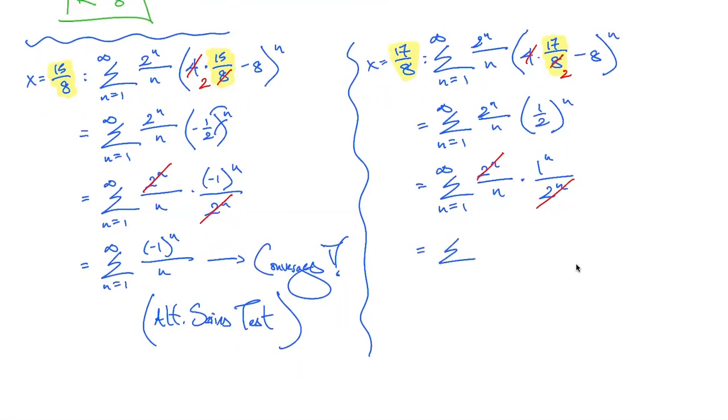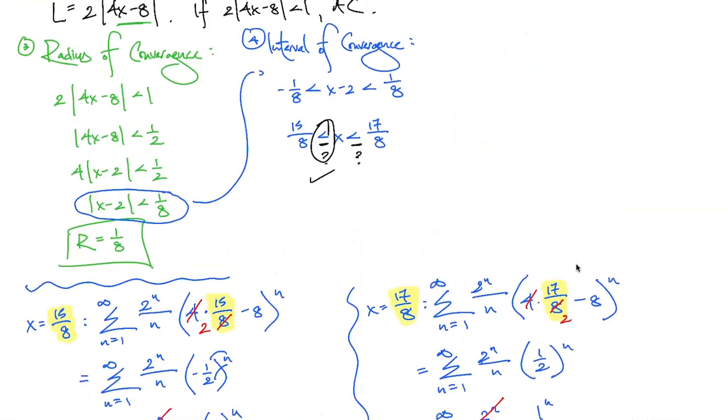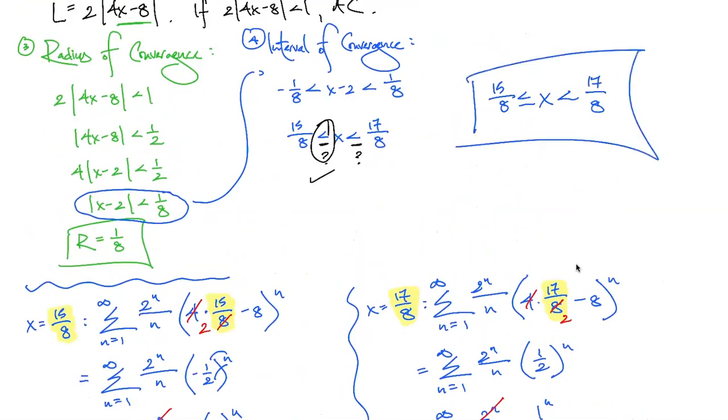So what I really have here is this infinite series of 1 over n. And we also know about this series. Does this one converge or diverge? Diverge. Yeah, this one diverges. Okay, so one of them converges, one of them diverges. And that means when we go back to write our interval of convergence, we want to include the one where it converged, but we do not want to include the one where it diverged.